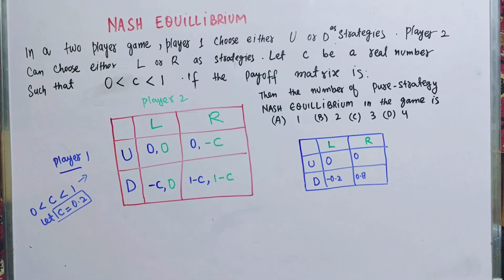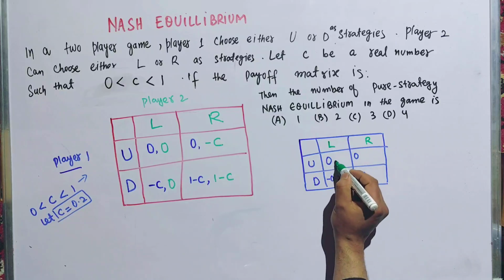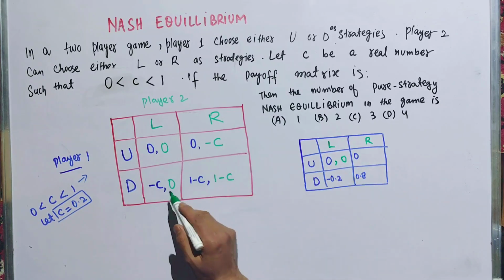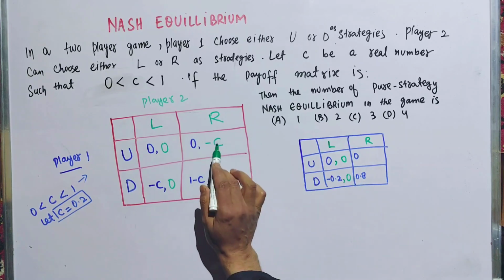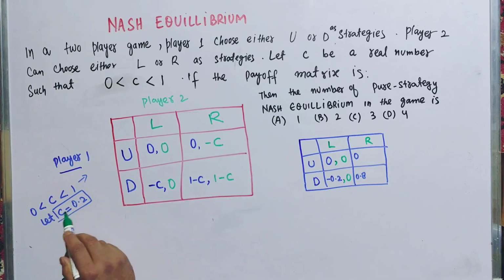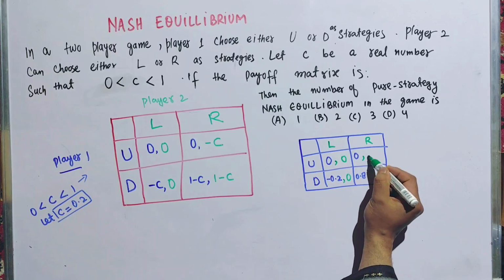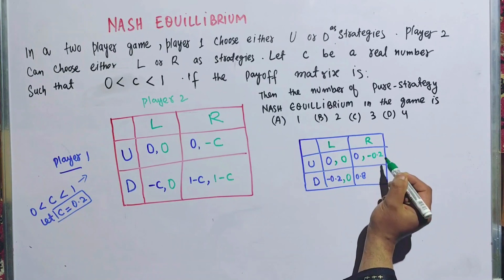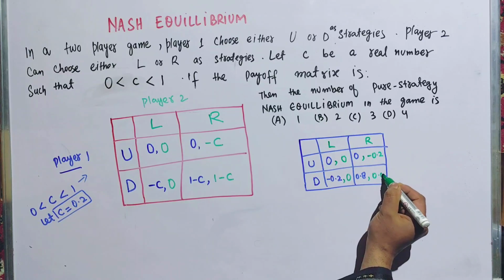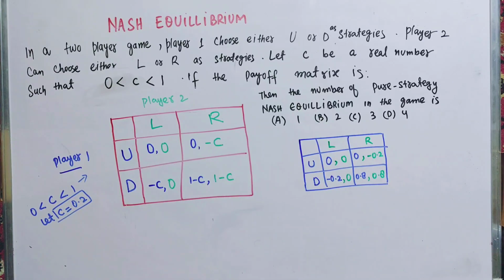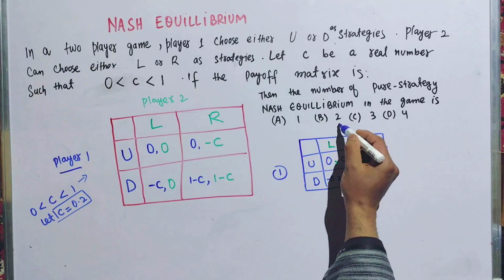Now what about the payoff for player 2? Let's write it here. We have 0 here, here again we have 0, and here minus C, the value of C is 0.2, so we will have minus 0.2, and here 1 minus C will be again 0.8. I have just taken an arbitrary number for C which satisfies this relationship. So this is player 1, this is player 2.